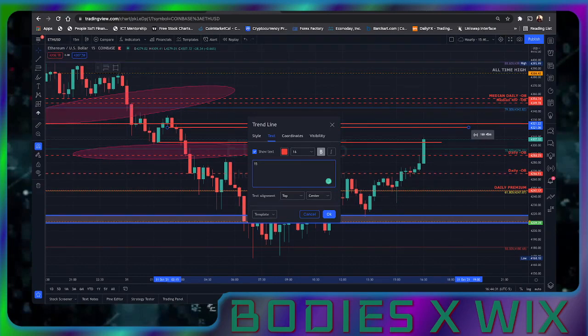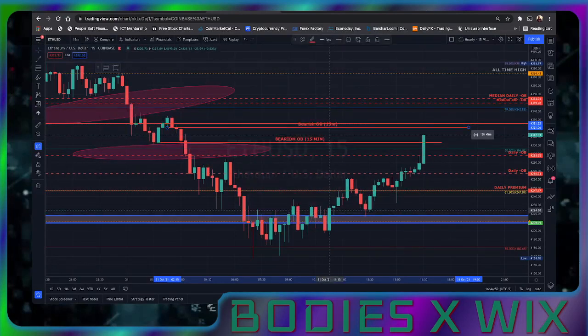Well, I'll do the same thing I did with the last one. Bearish OB 15M. All right, that'd be good enough. Whatever. All right, but I know this top one is the 4-hour one, right?